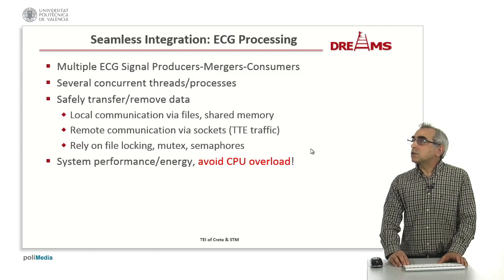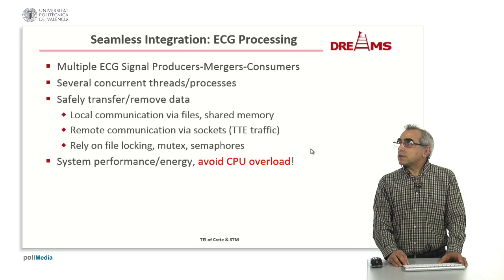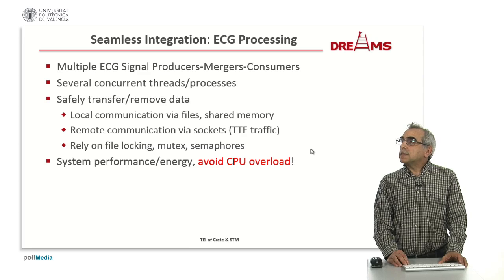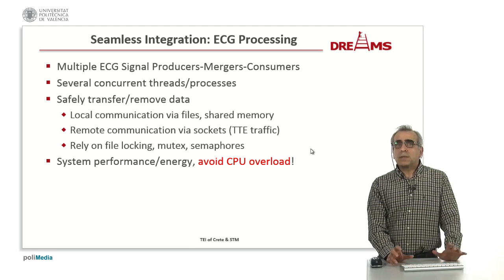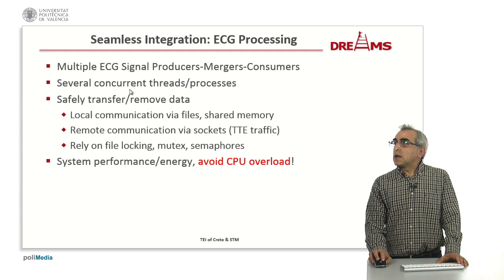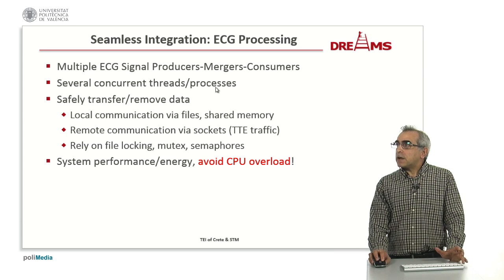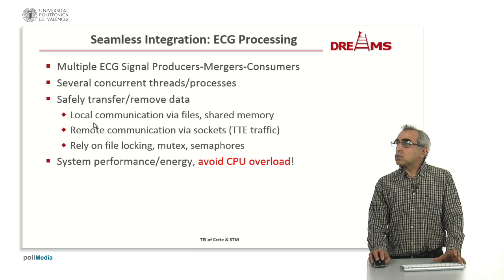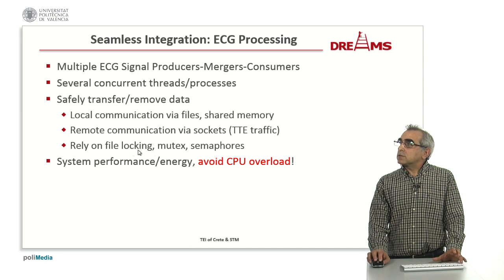The seamless integration of the body gateway also includes another part, which is the integration of the ECG processing. We see the ECG processing as a multiple ECG signal producer and consumer problem, where different concurrent threads and processes communicate, sometimes in pipeline fashion and with locks. So we do local communication via shared memory, remote communication via sockets, and we rely on file locking. We will give some more information.